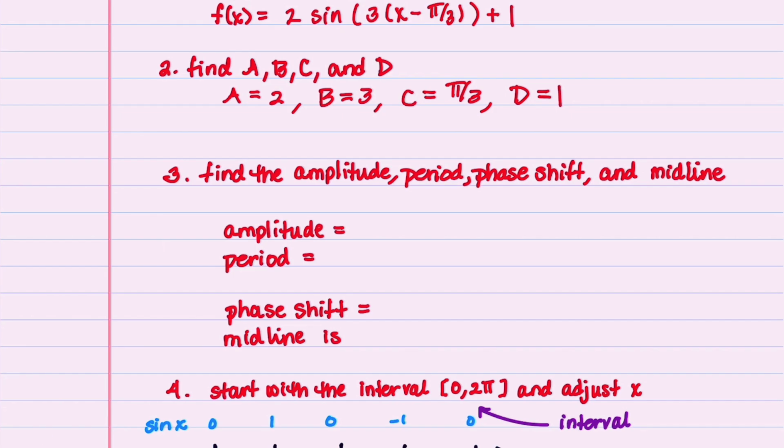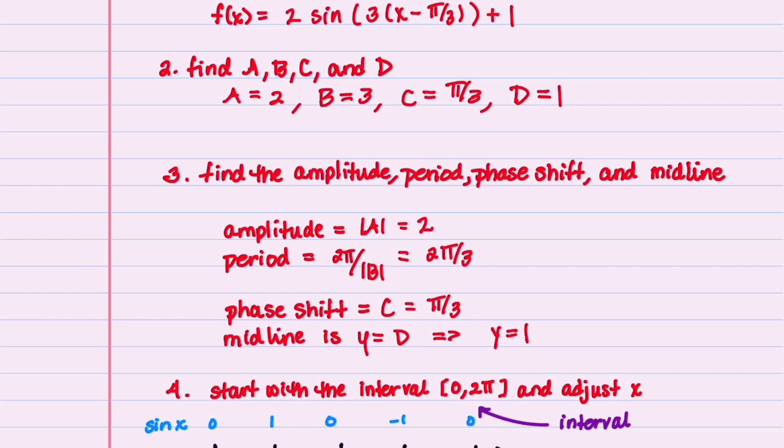For step 3, we're going to find the amplitude, period, phase shift, and midline. The amplitude is the absolute value of a, which is 2. The period is 2 pi divided by the absolute value of b, so this is 2 pi over 3. The phase shift is equal to c, which is pi over 3. And the midline is y is equal to d, so that gives us y is equal to 1. Let's go ahead and highlight these values.